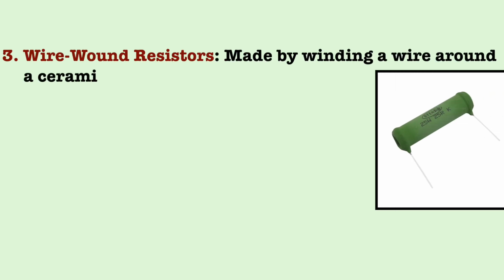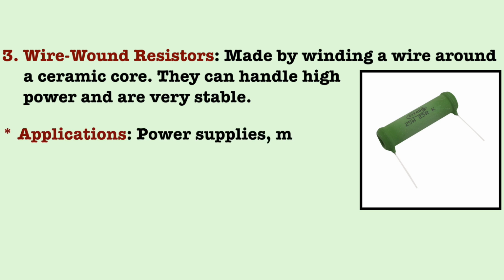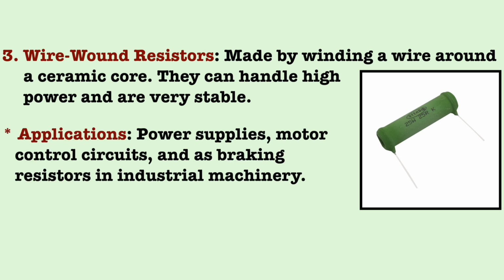Now if we talk about the wire wound resistor, it is made by winding a wire around a ceramic core. They can handle high power and are very stable. What are the applications of this wire wound resistor? It is used in power supplies, motor control circuits and as braking resistors in industrial machinery.